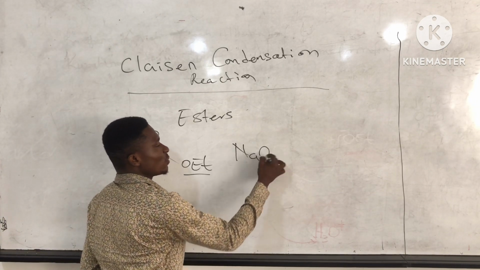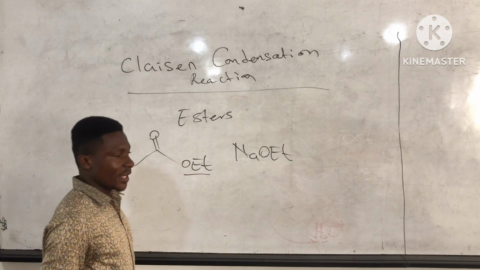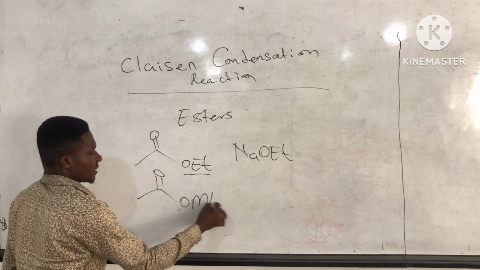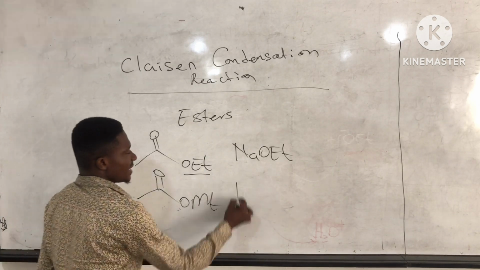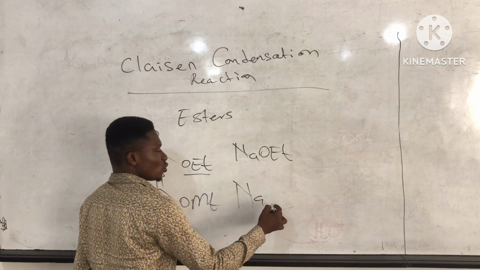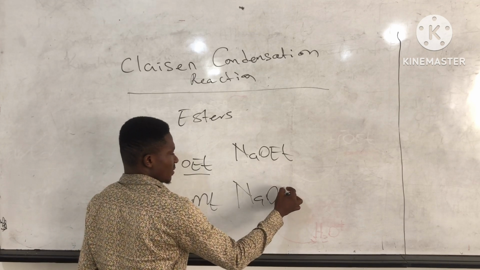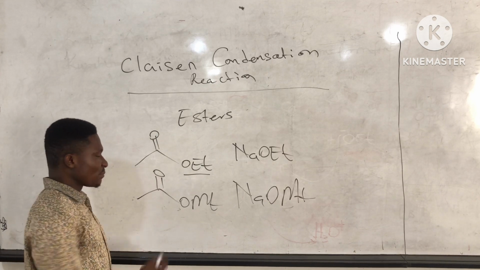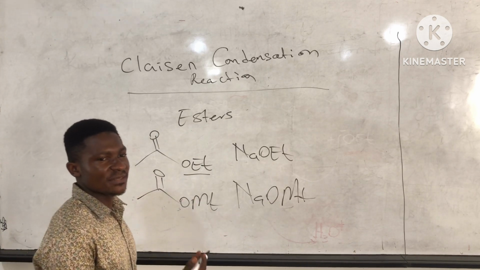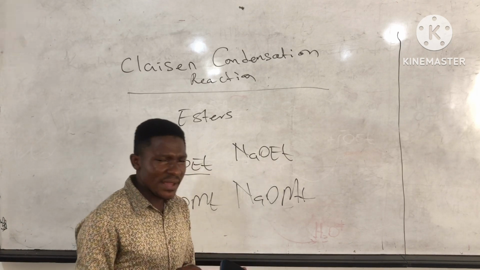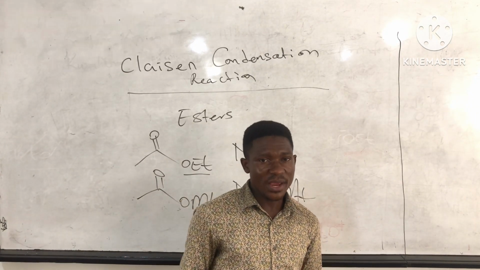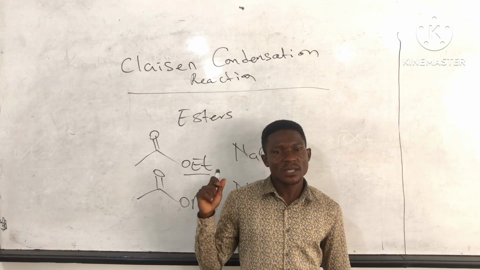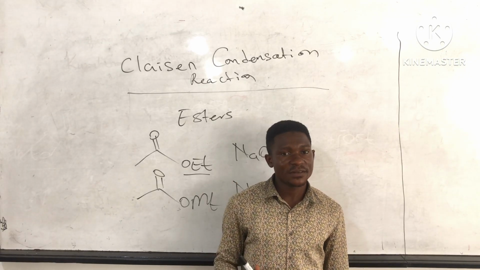Therefore, it must be sodium ethanate. If I am using an ester that has methanate at the end, then I need to use a base like sodium methanate. If I'm using an ester that has propanate, then I need to use an equivalent base of sodium propanate. So the base that you use in the Claisen condensation reaction needs to correspond, or must be equivalent, to the ester that you are using. That is the only difference here.